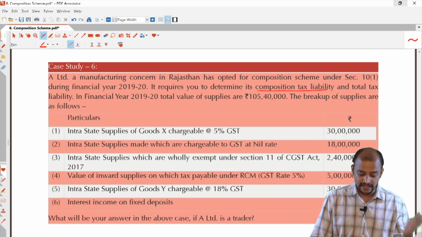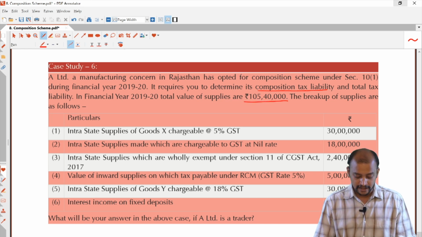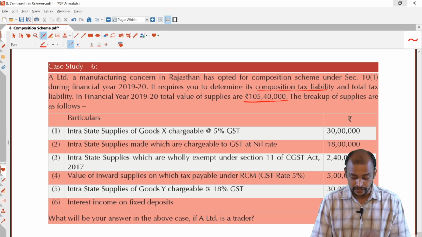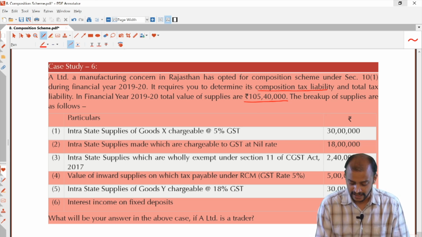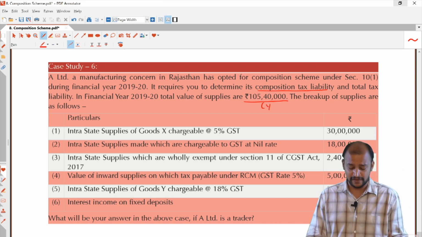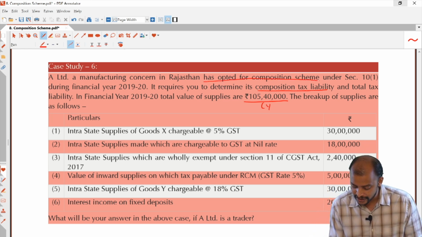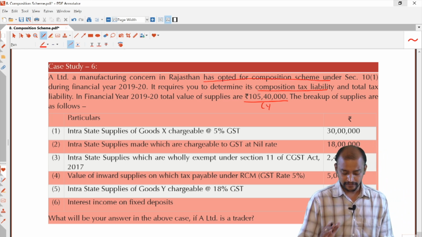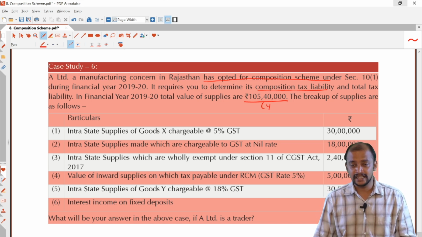Then previous year, what was the aggregate turnover? It is 105 lakh, financial year 2019-20. So we don't have the previous year information. This is current year information, which means in the previous year they would not have crossed 150 lakhs, is the assumption. That's why they are telling that they have opted for the composition scheme during the current year. Now, for the current year, we need to compute the liability.